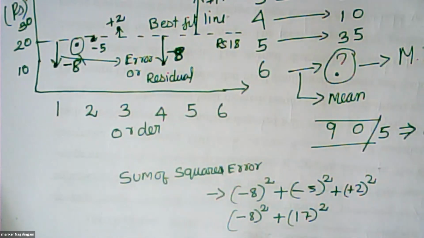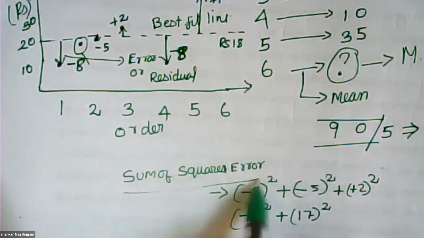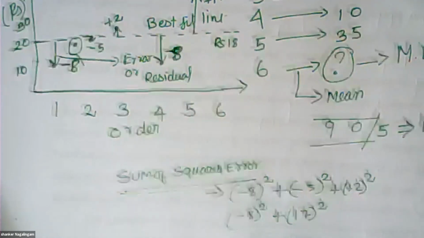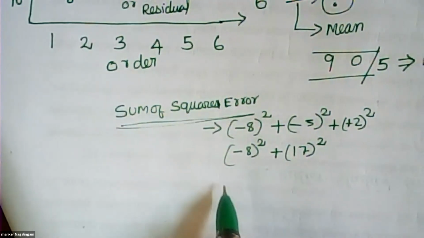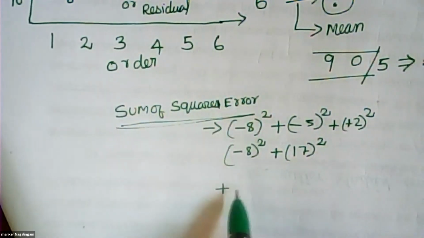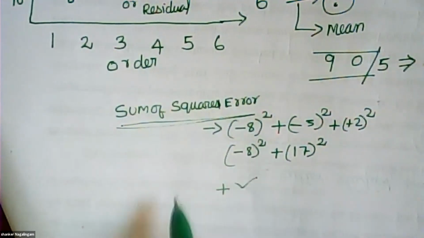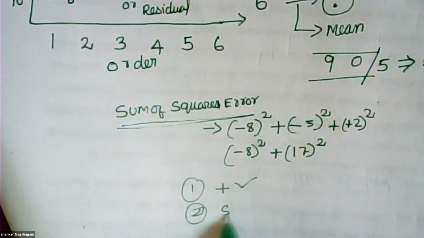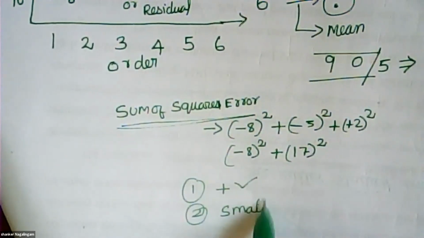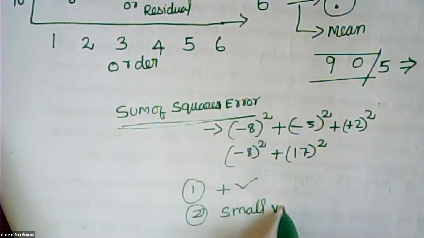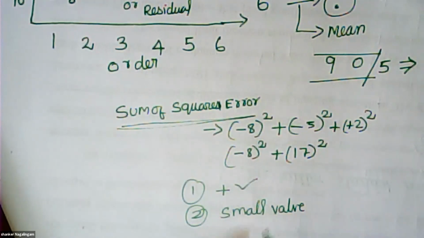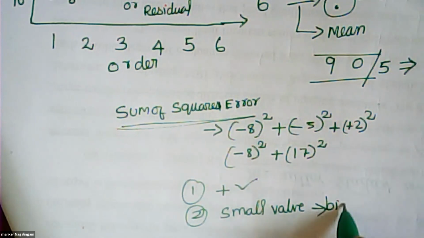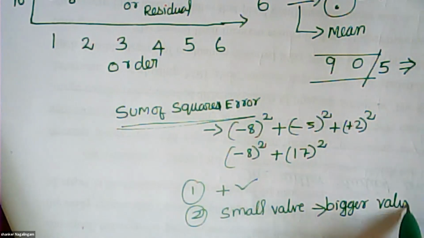When I plot this error, what is the purpose of going for the sum of the squares? The use of making the square is, first, that it will remove the negative sign and make only positive values. And second, the square makes a small value look like a bigger value, so a small value is projected as a bigger value.